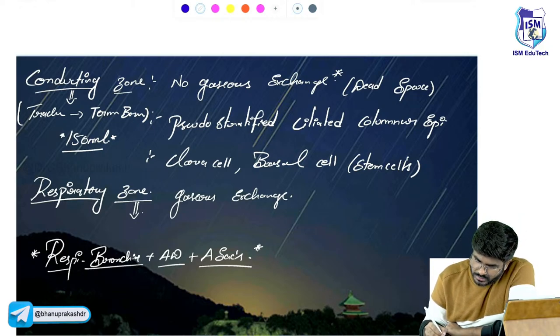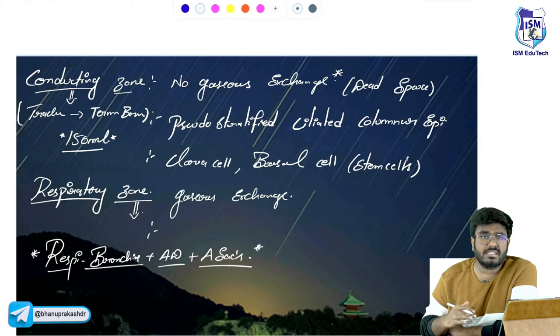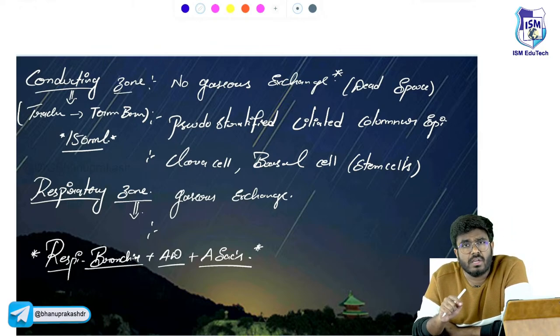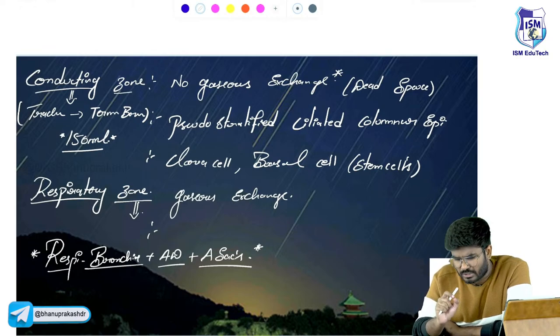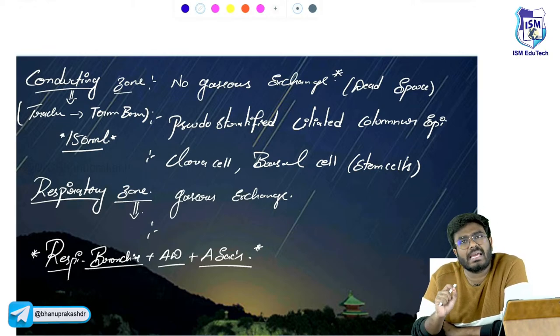Sir, respiratory zone, it is lined by which epithelium? Yes, there is gases exchange. For better gases exchange, which type of epithelium is better suited? Thin epithelium or thick epithelium? It should be very thin. A very thin lining should be there.